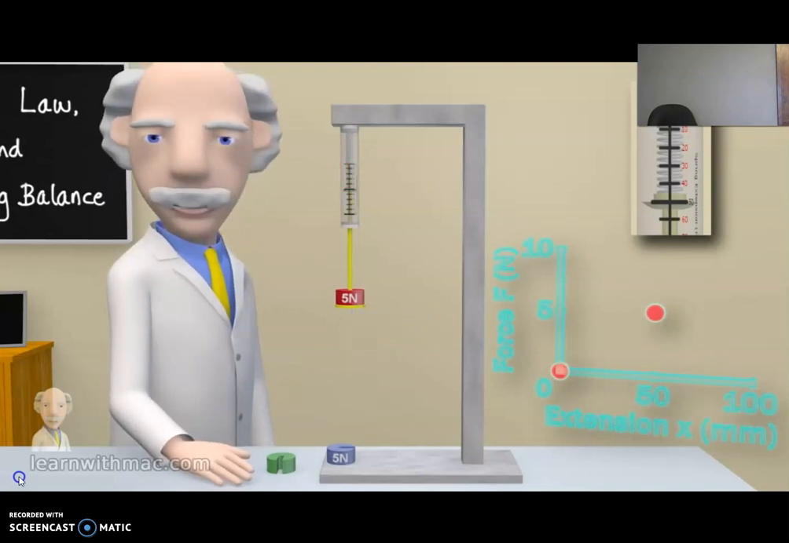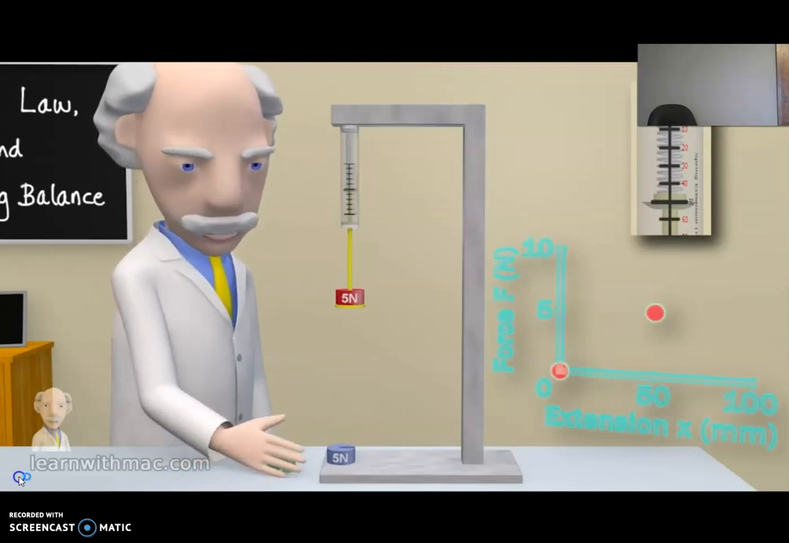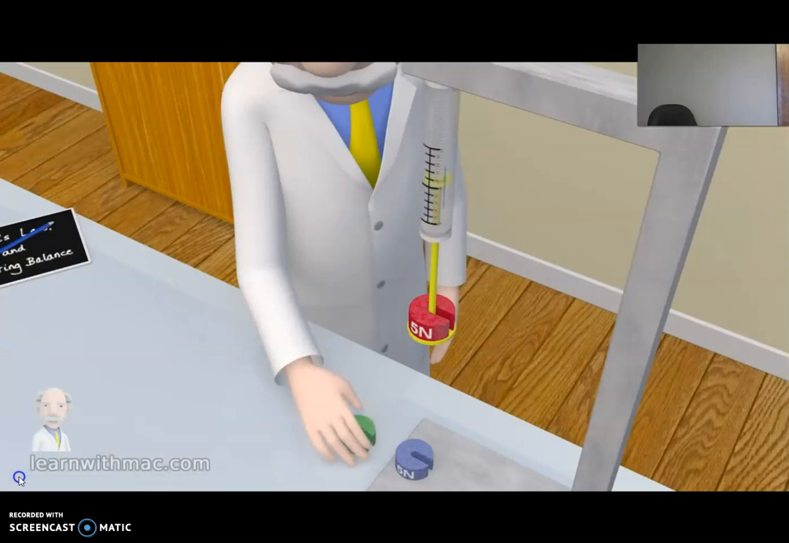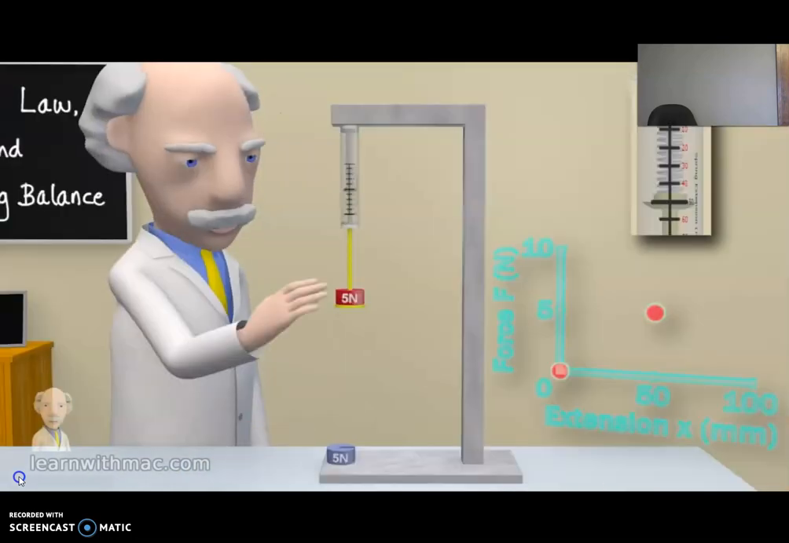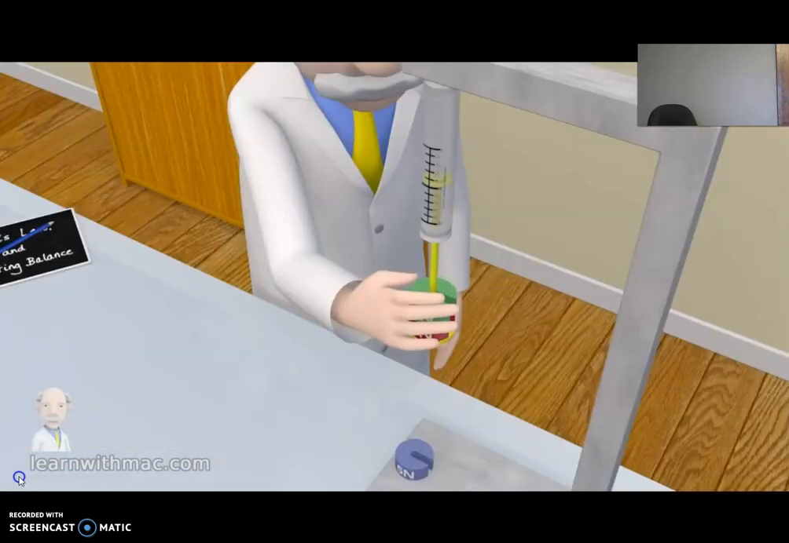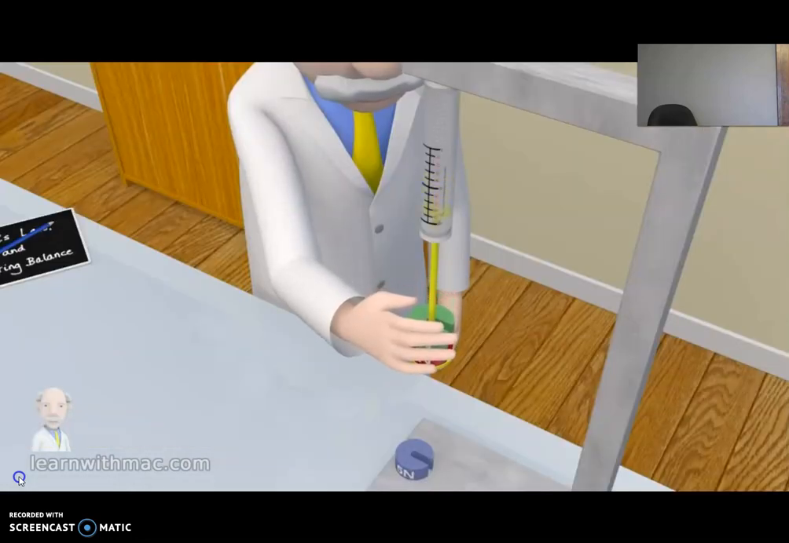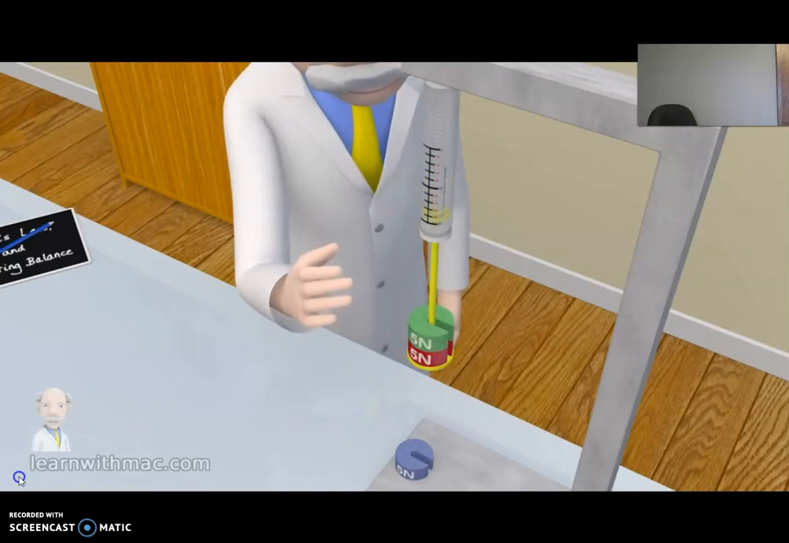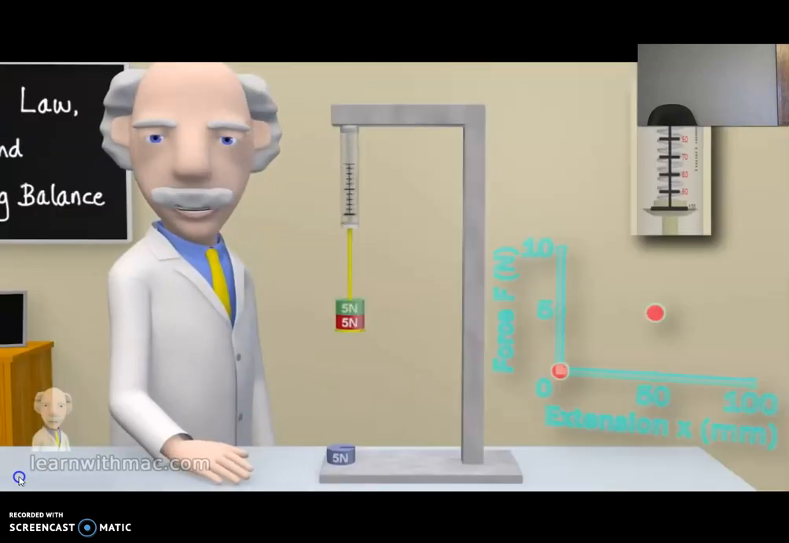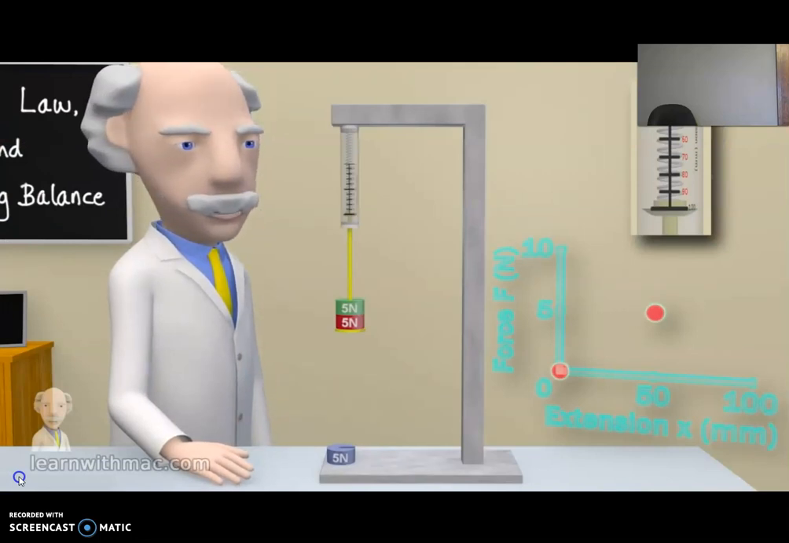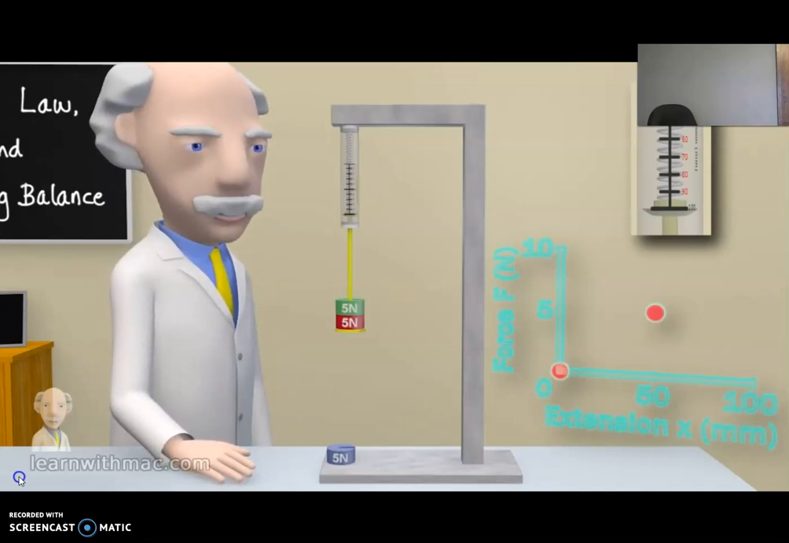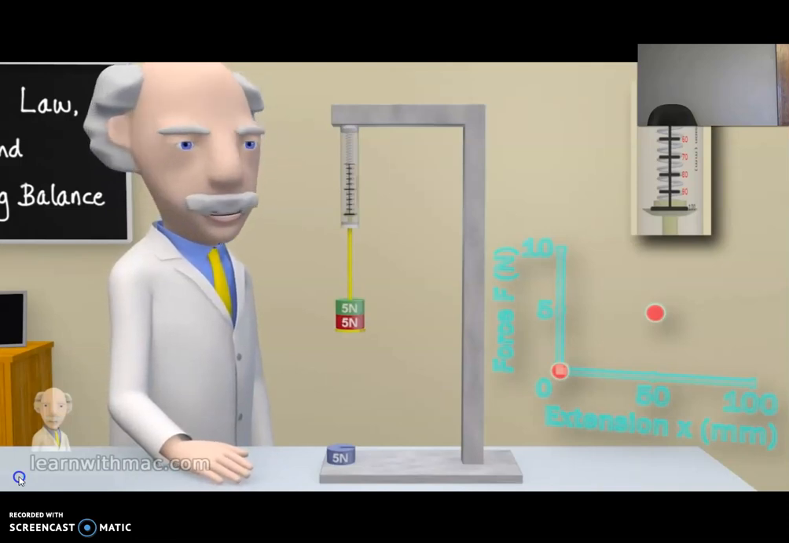Now let's add another 5 newtons to the spring. Can you guess how much it will extend? As you can see, it has extended another 50 millimeters, so that the total extension is 100 millimeters for a total force of 10 newtons applied to the spring. So let's also plot this point.